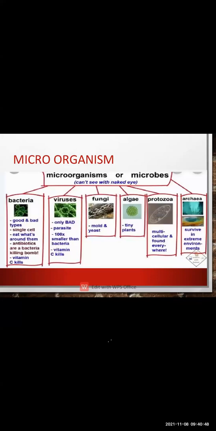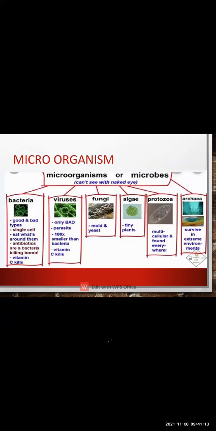Then microorganisms are divided into 5 different types, that is bacteria, virus, fungi, algae, protozoa. So these 5 types we are going to study in the higher class, that is 8th standard. You have a first lesson, classification of microorganisms and microbes. This lesson is there in 8th standard.